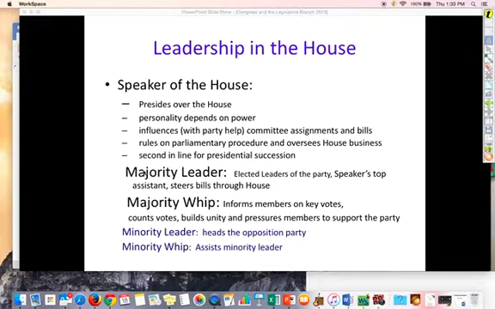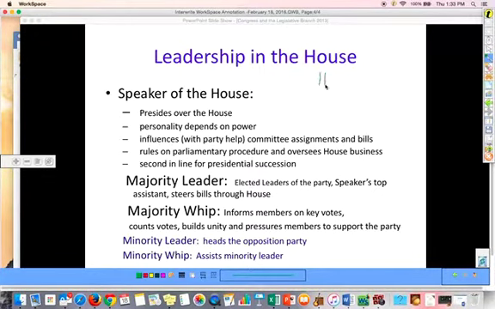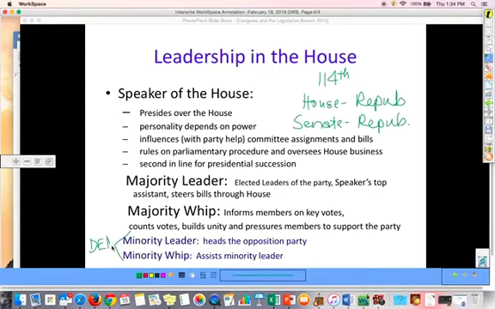So currently, and I've mentioned this a million times, I feel like, in the 114th Congress, the House is led by Republicans, and the Senate also has a Republican majority. So the Democrats are in the minority, and all these party positions are Republicans. So I hope that makes sense to you. That's how leadership is structured.